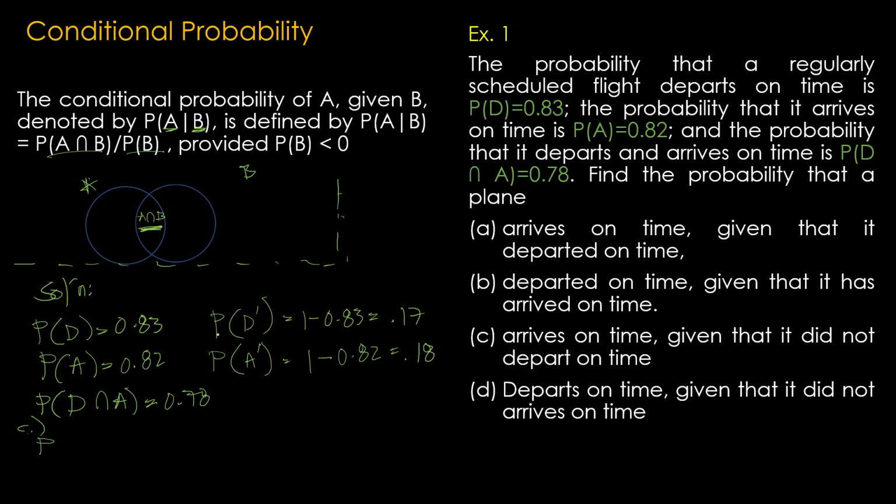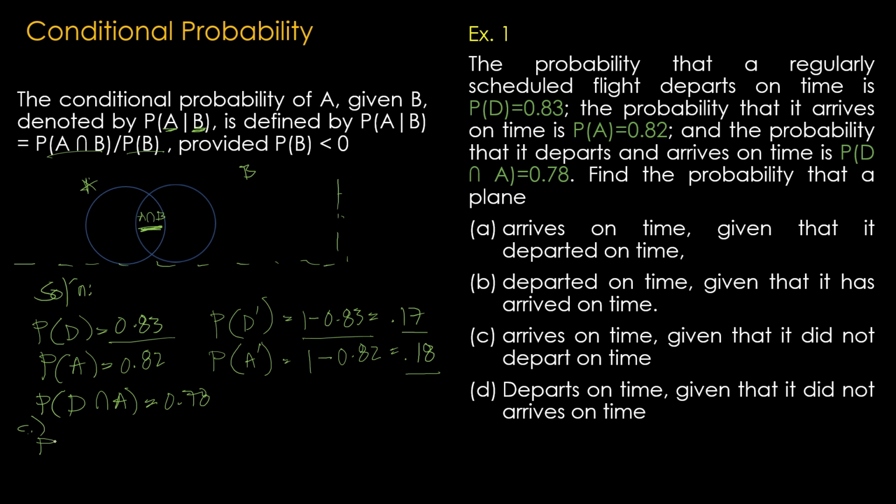So that's why we did this one. We tried to find the probability of the complement. The probability of D, meaning the event that it departs on time, is 0.83. So if it does not depart on time, 1 minus 0.83. That's why we need the complement of D. It's the same for the complement of A. The probability of the complement of A is 1 minus 0.82. So we have 0.17 and 0.18.